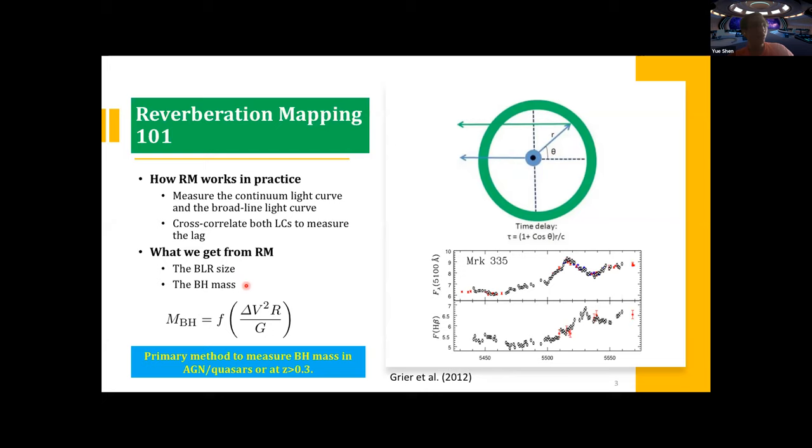And then the next thing you can do is to derive a virial mass of this supermassive black hole using the line widths, the widths of the broad emission lines. This just assumes that the broad line clouds are virialized in the gravitational potential of the black hole. Here, R is measured from the reverberation mapping lag, ΔV is the width of the broad line, and f is just a constant to account for our ignorance about the exact geometry and kinematics of the broad line region. The important thing to note is that this is the primary method we use to measure black hole mass in AGN and quasars at redshift greater than 0.3, where the sphere of influence of the black hole is simply too small to be resolved with spatially resolved spectroscopy or imaging.